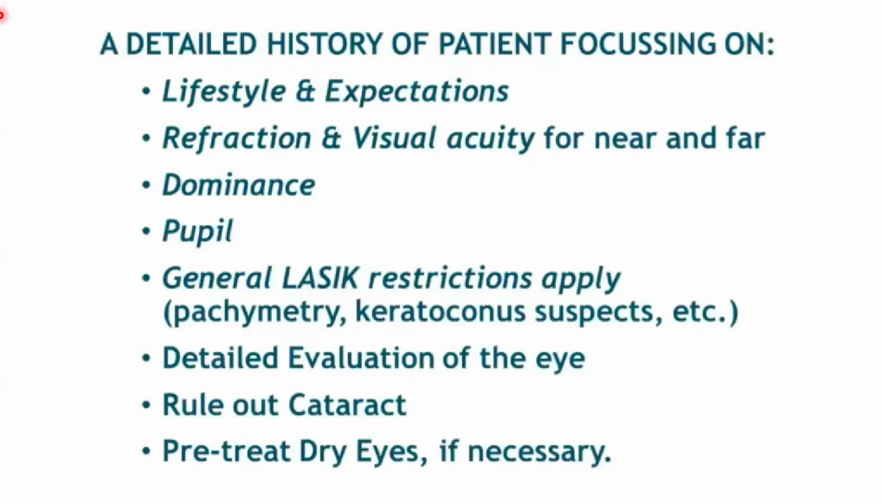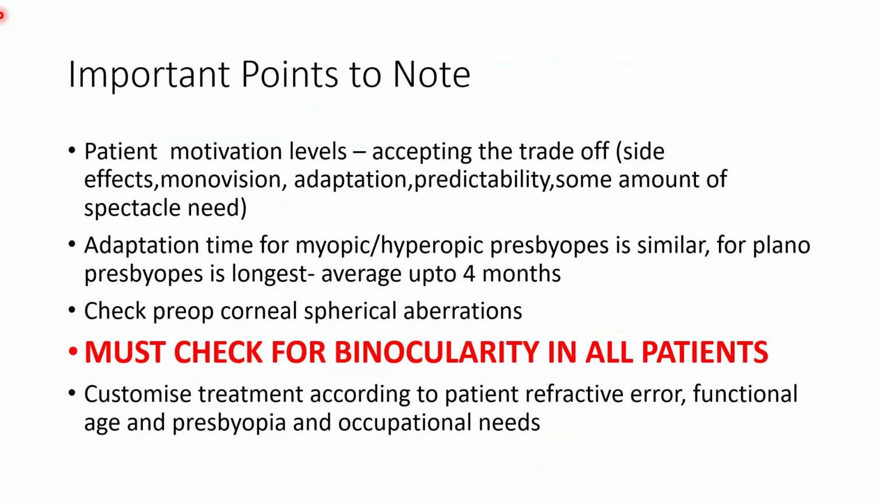Normal routine LASIK evaluation needs to be done, and patients need to be filtered out according to the contraindications for general LASIK as well. Detailed ocular examination, especially ruling out any hints or traces of cataract, and treatment of dry eyes whenever necessary. So a few important points to note is that the patient motivation levels should be very high. The patient should be able to accept the trade-off. The trade-off in presbyopic correction is the side effects, the monovision, time for adaptation, unpredictable outcomes, and some amount of spectacle need, especially for very fine print or far distance.